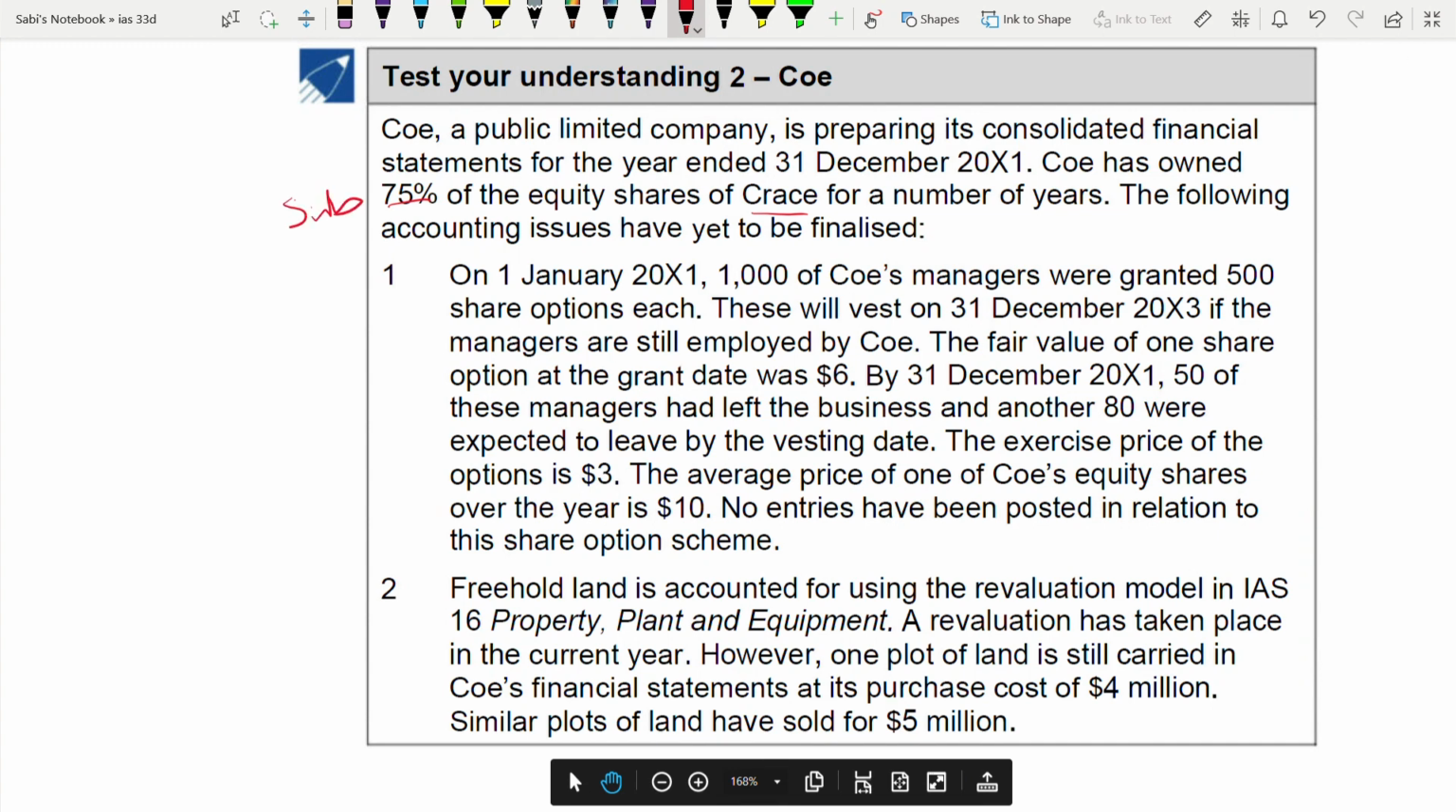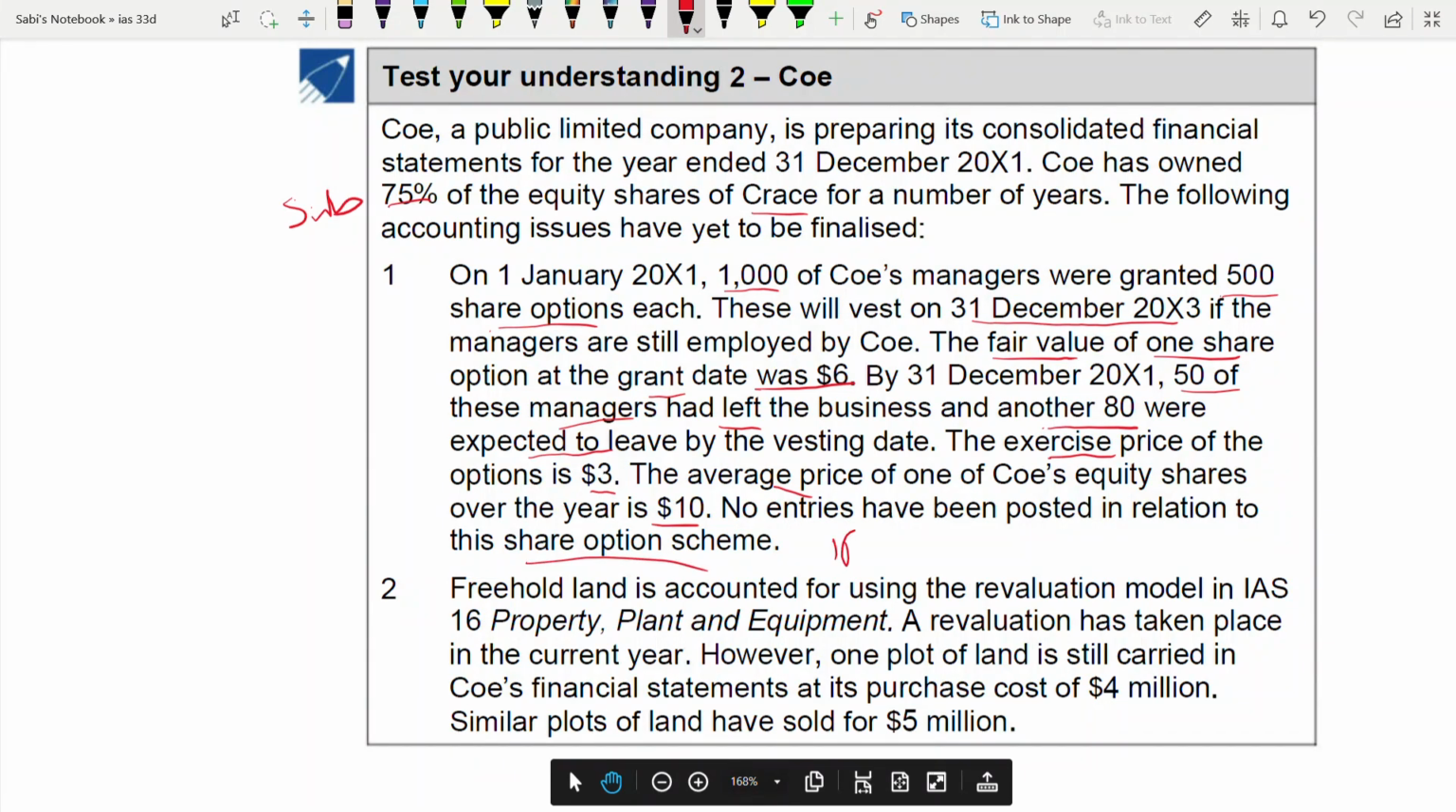Now, the first issue. On 1st of January 2001, 1,000 managers were granted 500 share options each. This is based on 31st December 2003, that is after 3 years, 2001, 2002 and 2003, if the managers are still employed by Co. The fair value of one share option at the grant date was 6. By 31st December 2001, 50 of these managers had left the business and another 80 are expected to leave. The exercise price is 3. The average price of one equity share is 10. No entries had been posted in relation to this share option scheme.